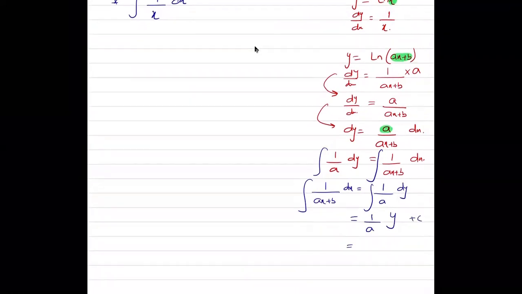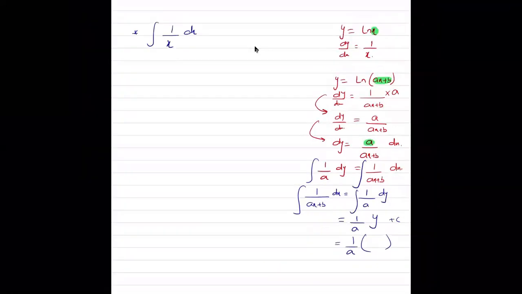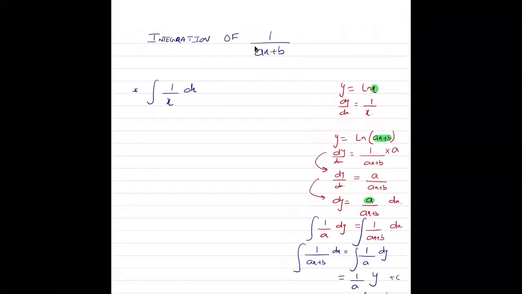So 1 upon a, and what was y actually equal to? ln of ax plus b. So what we understood now is that the integration of 1 upon ax plus b is nothing but ln of ax plus b over a. The second rule is that the integration of 1 over ax plus b is equal to ln of ax plus b divided by the differentiation of this bracket, plus c.